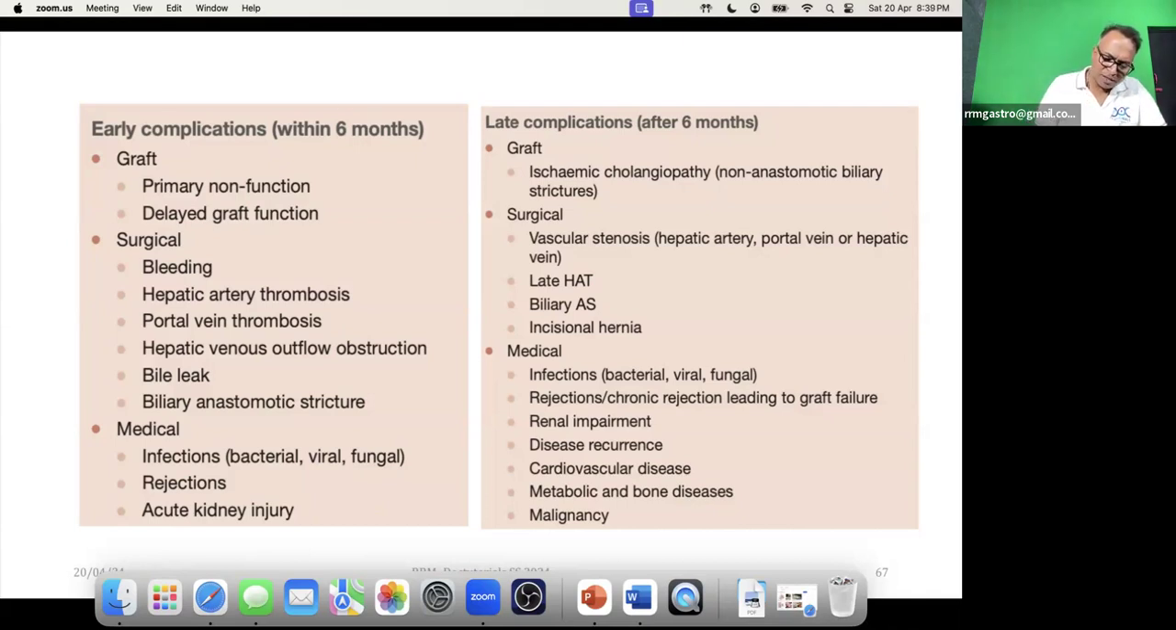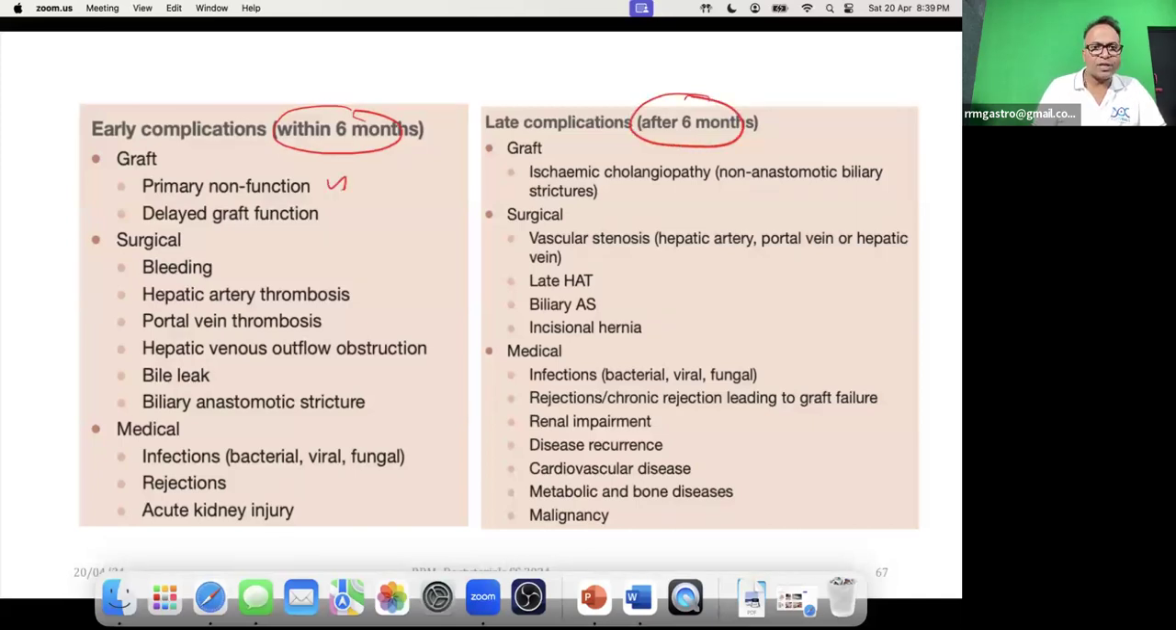So early complication within 6 months, late complication after 6 months. Primary graft non-function, delayed graft non-function, bleeding, hepatic artery thrombus, portal vein thrombus, hepatic venous outflow obstruction, bile leak, biliary anastomotic stricture, infections.